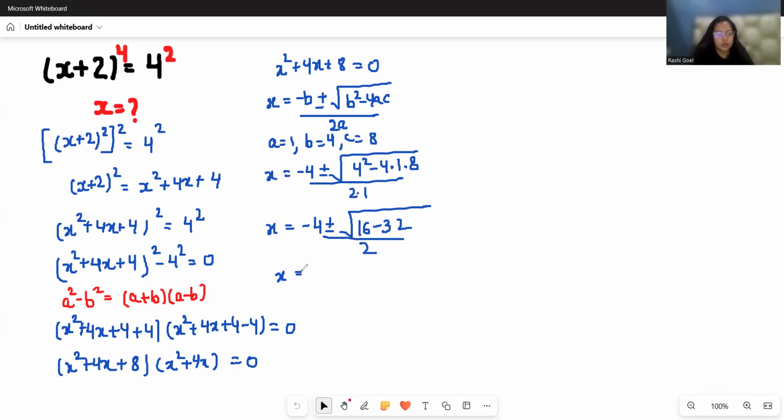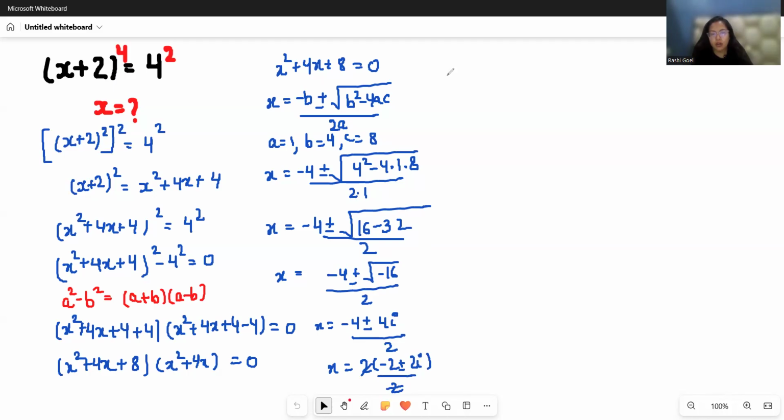x equals minus 4 plus minus under root negative 16 by 2. So x equals minus 4 plus minus 4 iota by 2, since 4^2 is 16. So x equals, if I take 2 as common, minus 2 plus minus 2 iota by 2. This will cancel out. So x equals minus 2 plus minus 2 iota.